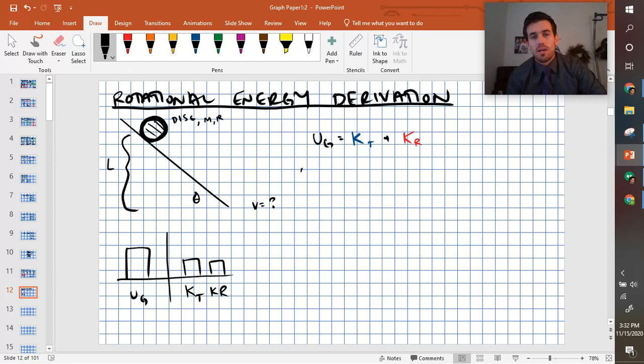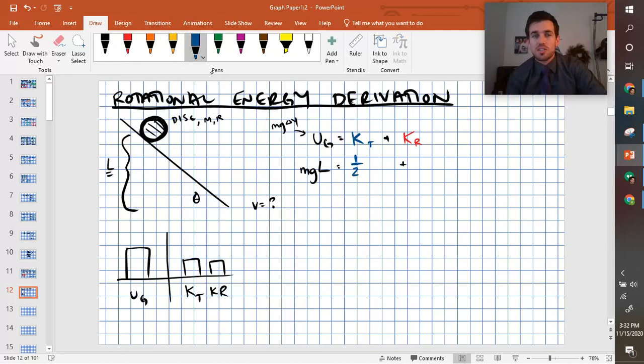We have something that looks like mg. The equation here is mg delta y from your formula sheet, but I'm going to write mgL because L is my change in height that's happening here. And I'll just put a plus there for later.